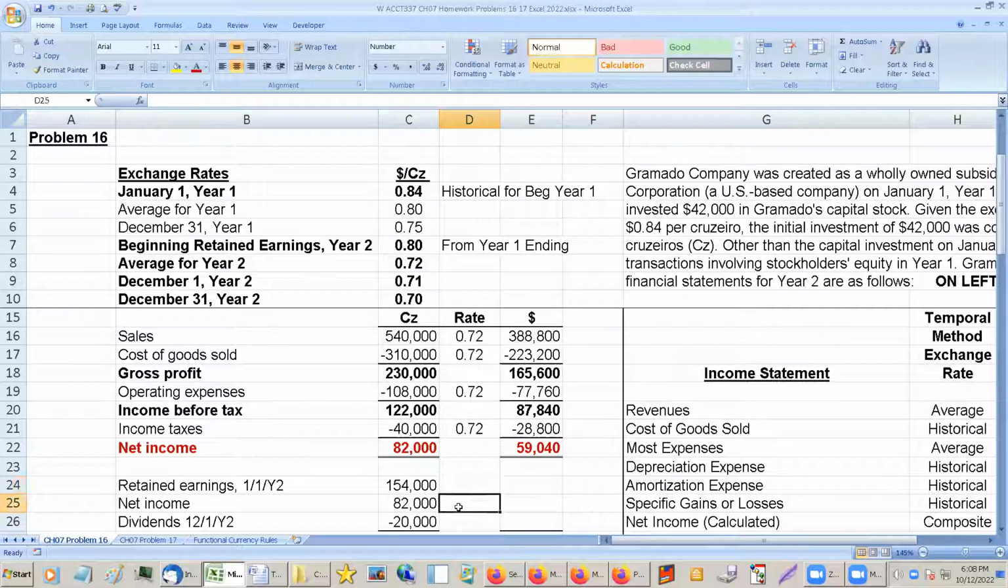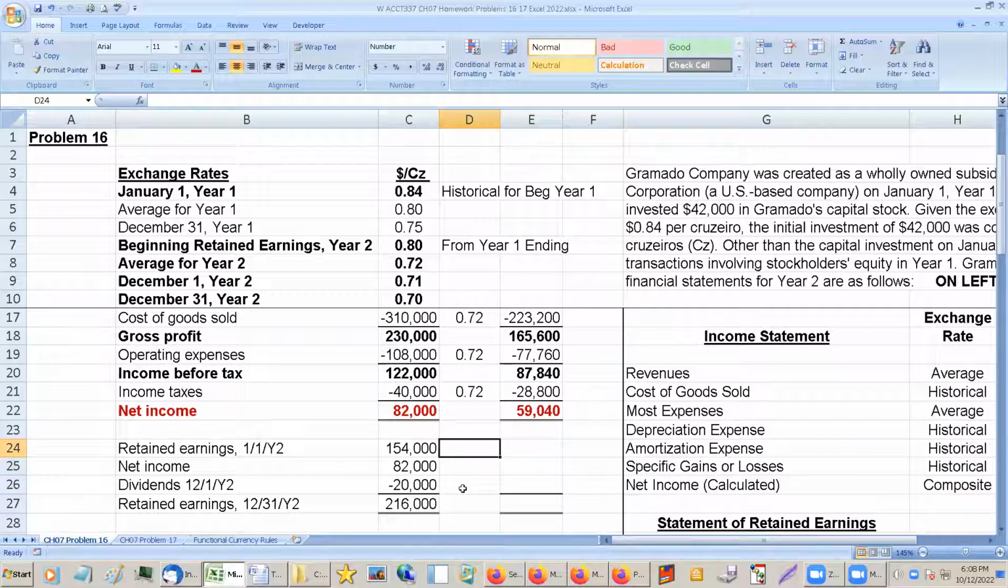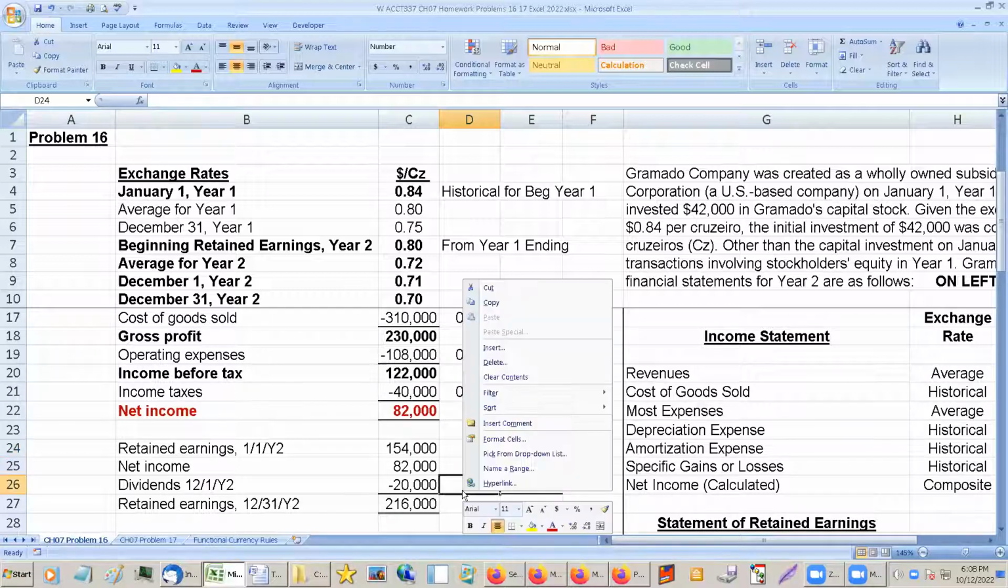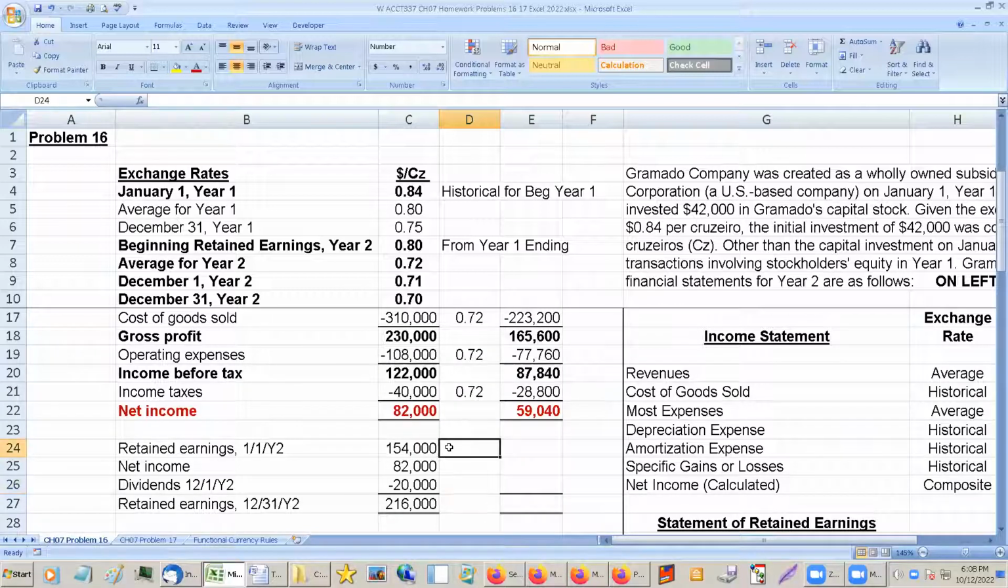Okay. And you might say, well, what do you do if most of your sales are made in your year end? You'd take a weighted average of it.